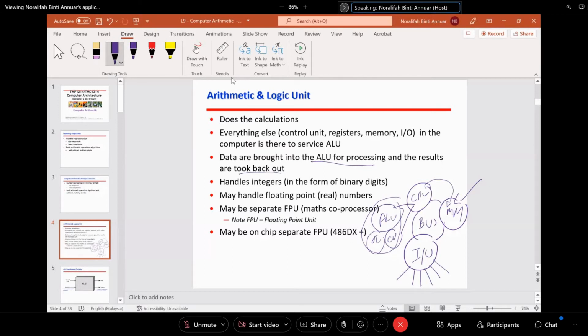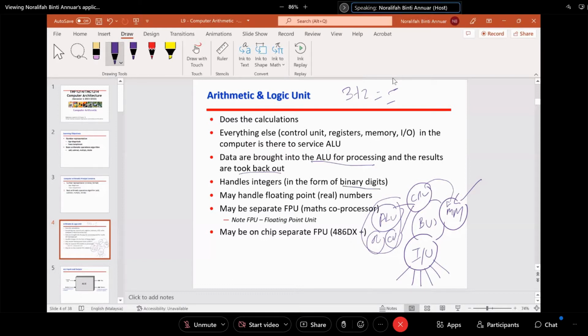Ingat tak yang example 3 plus 2, masuk ke AC? Ingat tak yang 3 plus 2 you get 5 kan? So masuk dalam AC, you have to load to AC, you store to AC. That's the basic operation. So handle integer in the form of binary. Integer, of course, computer only understand binary.